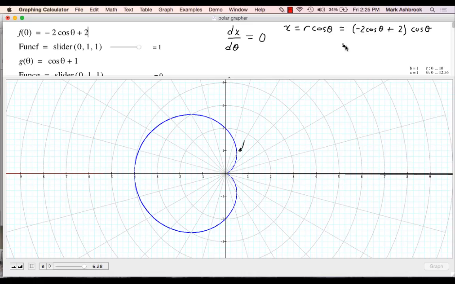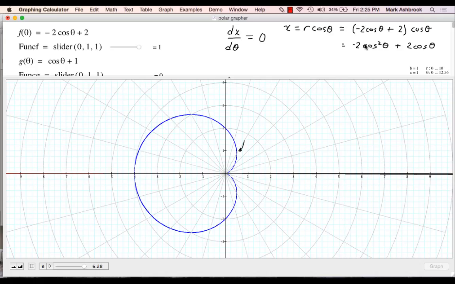So that equals -2 cosine squared plus 2 cosine theta. And that's what x is always on this cardioid. It's always -2 cosine squared theta plus 2 cosine theta. I just substituted in our r function for r times cosine theta. That's what x equals, right? R cosine theta.